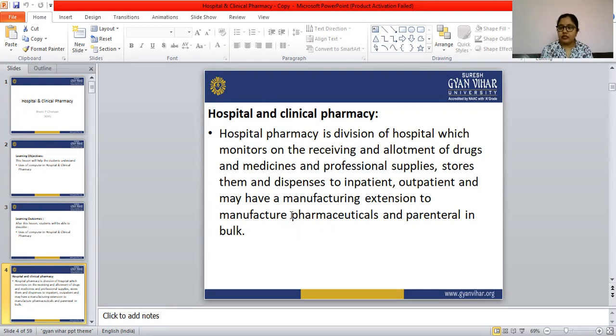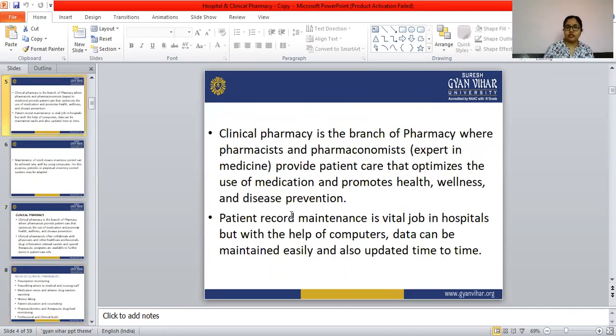And after that, the pharmacy stores the medicine and dispenses to inpatient and outpatient. When the pharmacy receives the medicines, they have to store them in the pharmacy, and after that the pharmacists have to dispense to the inpatient and the outpatient, and may have a manufacturing extension to manufacture pharmaceuticals and parenterals in bulk. So this is the hospital pharmacy.